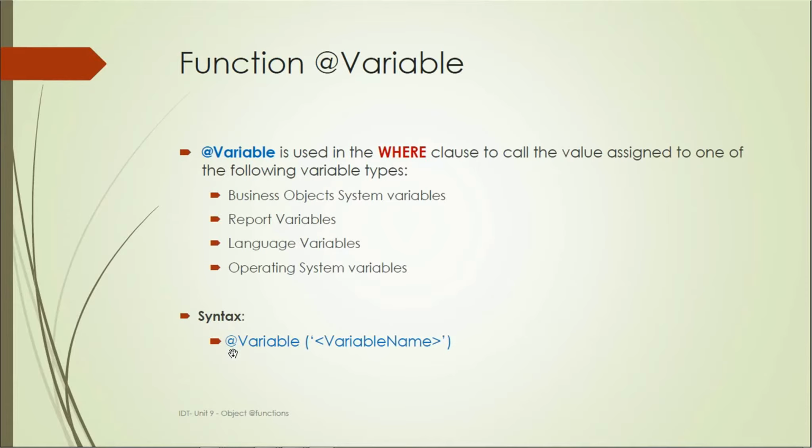Coming to the at variable, which is used in the where clause to call the value assigned to one of the following variable types. At variable again directs to the variables. There are different variables like business objects, system variables, report variables, language variables, and operating system variables. We can just write the at variable, and in brackets we can use different variable names like BO user, BO username, DB name, universe ID, universe name. These are the different business objects variables that we can reference here.